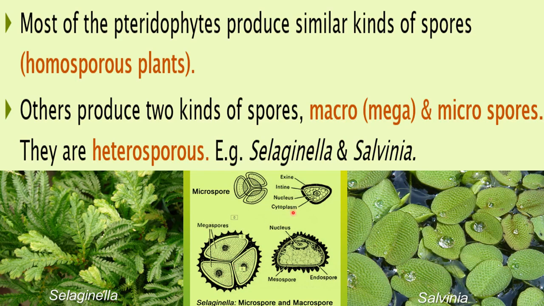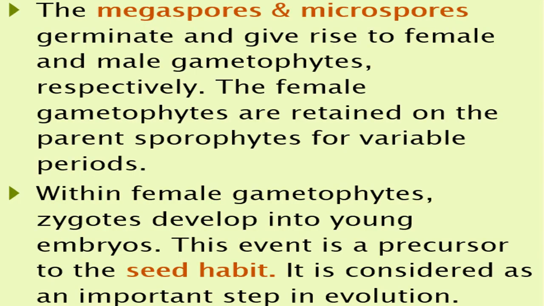Okay, the structure you don't need to do right now because it's not included in your syllabus. You just see the size of spores here, that these are microspores and these are megaspores or macrospores. You can say these are spores of Selaginella. In Salvinia also, two different kinds of spores are produced. Okay, so what is the role of these two kinds of spores, megaspore and microspore?